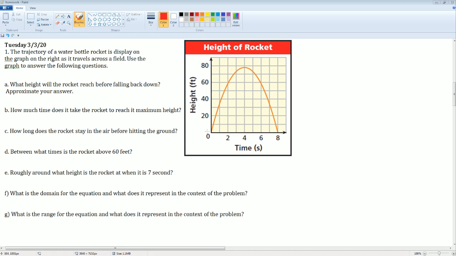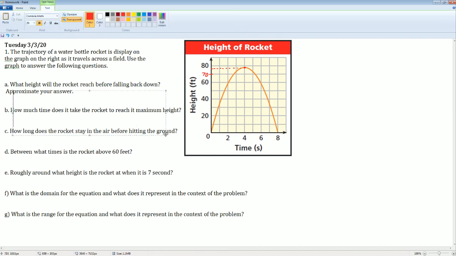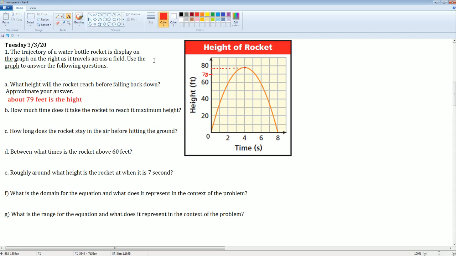Well, it seems like it's going up, up, up here, and it stops right here. Then it falls back down. So this height, this is 70 for sure. So this is like 79. So we would say about 79, and we'll make sure we write the units, which is feet. Okay, that is the height.